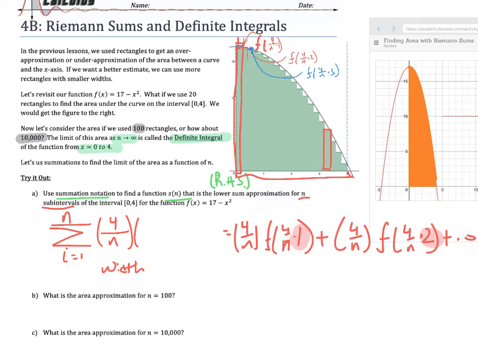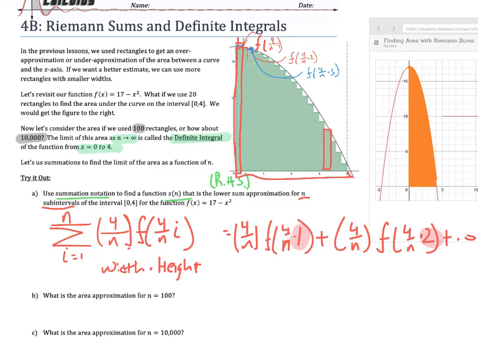So the height of this is going to be, we got the width already, times the height, or the length if you want, to turn it on its side kind of. Okay, the height of the rectangle is going to be f of 4 over n times 1, times 2, times 3, times 4. Well, that's our counter, so times i. And there it is. So this pair represents the area of one rectangle.